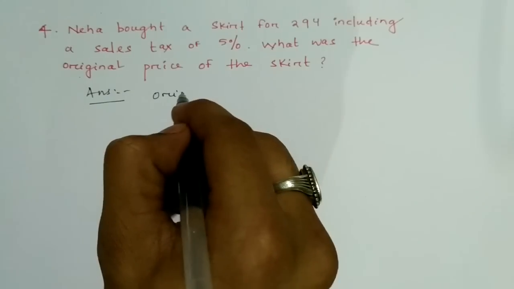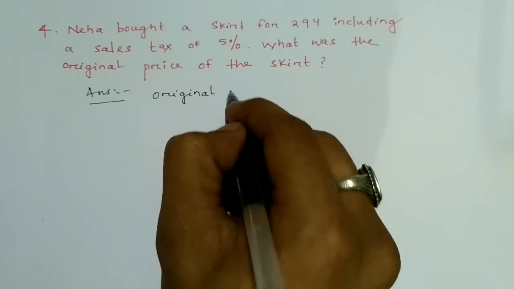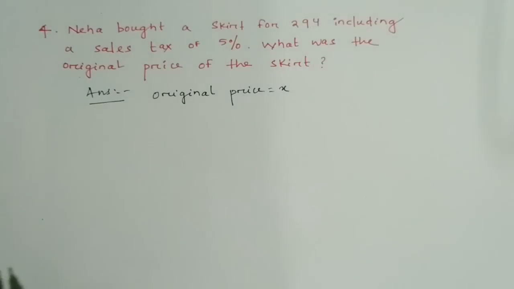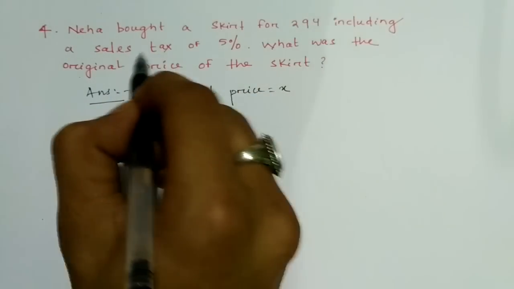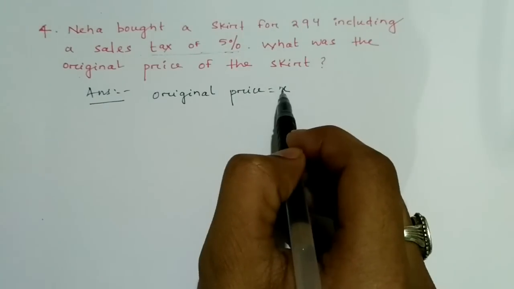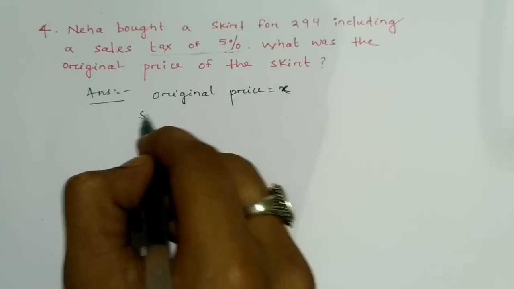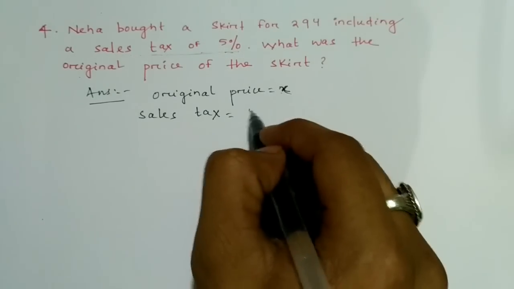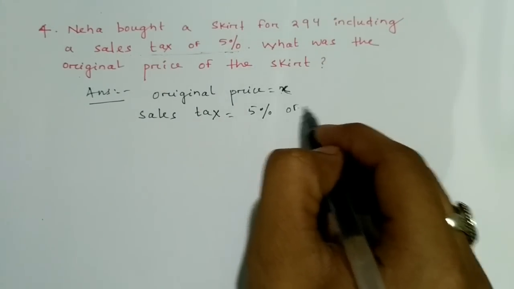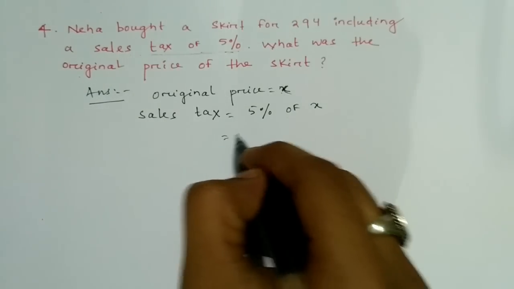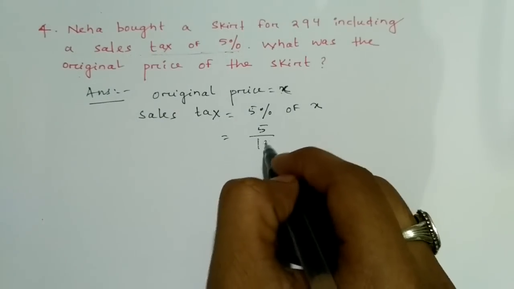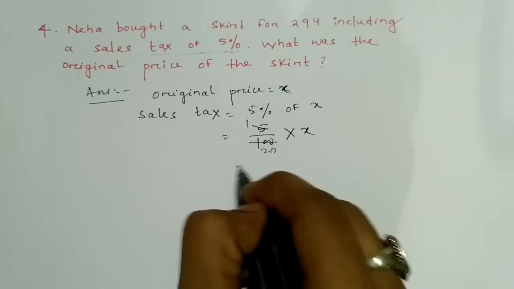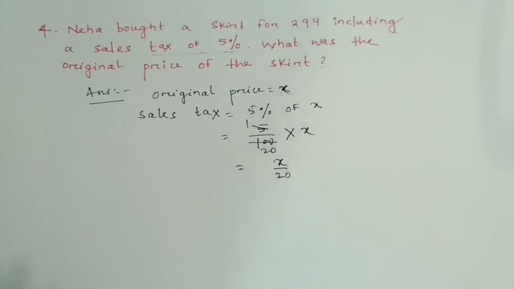So the original price is x and she has to pay an extra tax of 5%. Original price is x and she pays a sales tax of 5%. So 5% of x will be 5 by 100 into x. So if I cancel it out, it will be x divided by 20.